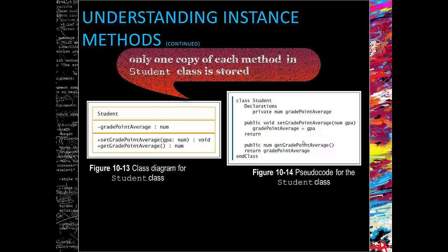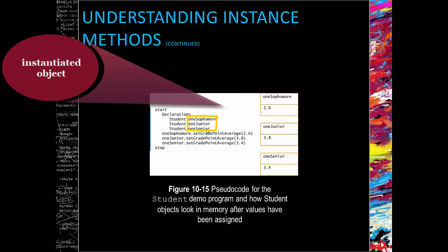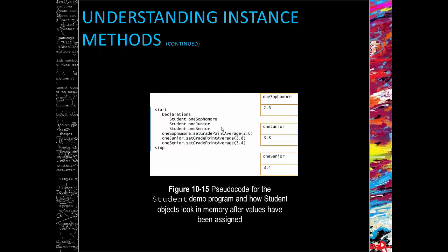Now remember, only one copy of each method in the student class is stored in memory, and each instantiated object, like one sophomore, one junior, and one senior, can only be used with a single method copy. So our method call oneSophomore.setStudentGradePointAverage 2.6 is made, and this is a true method call. It's invisible, and it's automatically constructed. When we do this, it includes the address of the oneSophomore object. Okay, let me explain this with a bit more graphics.